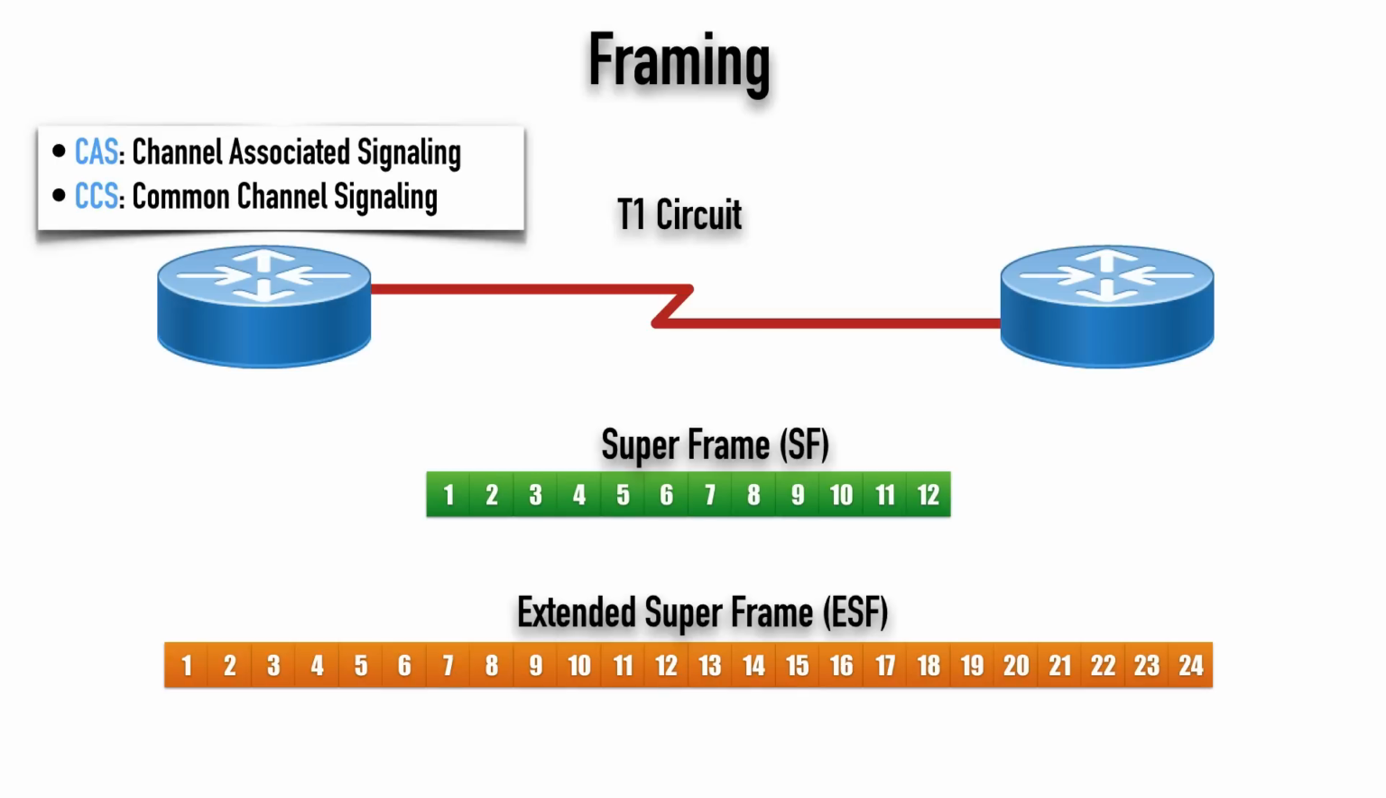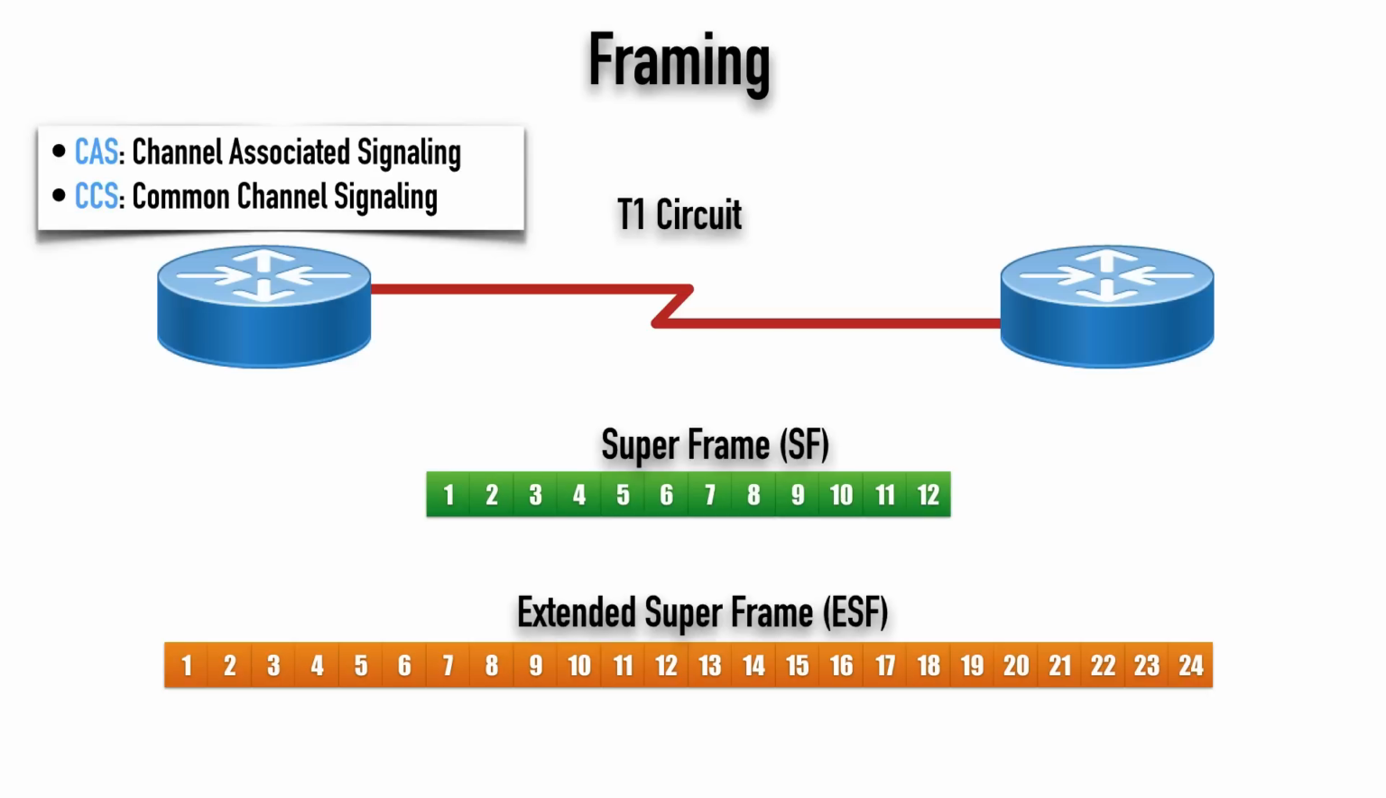CAS, or channel associated signaling, is going to take some bits from within the super frame or within the extended super frame, and it's going to use those bits to send some signaling information. It's called robbed bit signaling in the T1 world. More on that in just a second, but I'll tell you how it's mainly done in today's world, and that is we use common channel signaling.